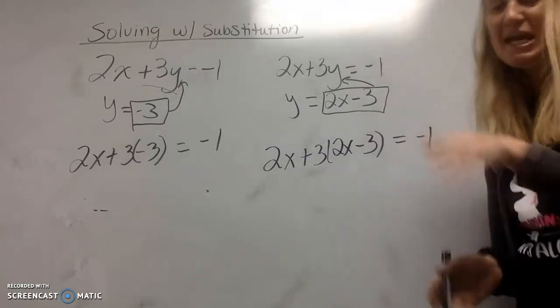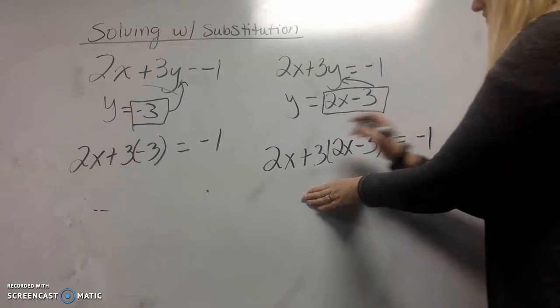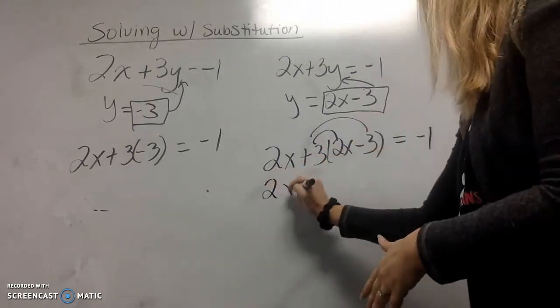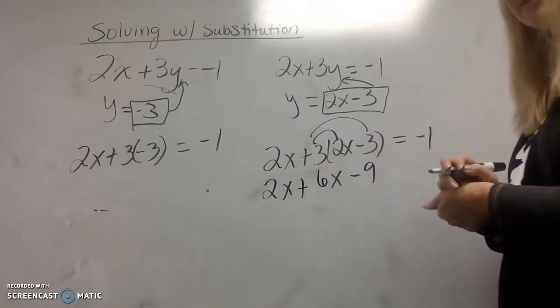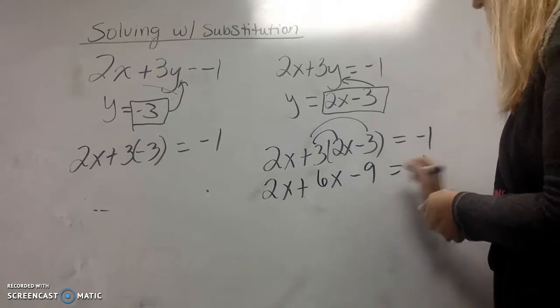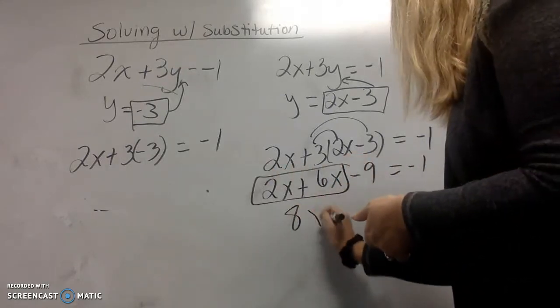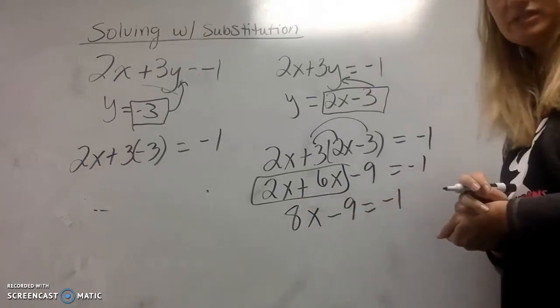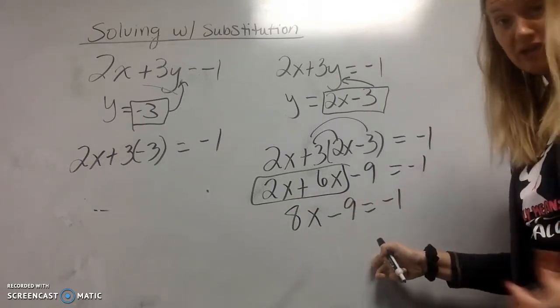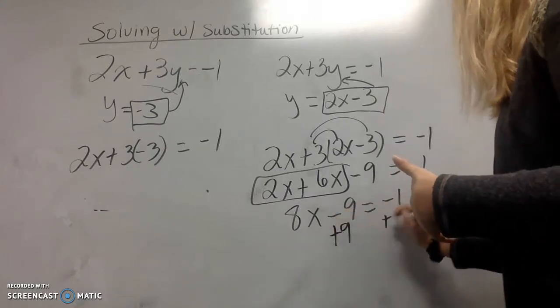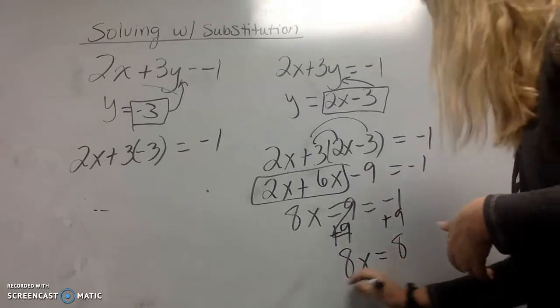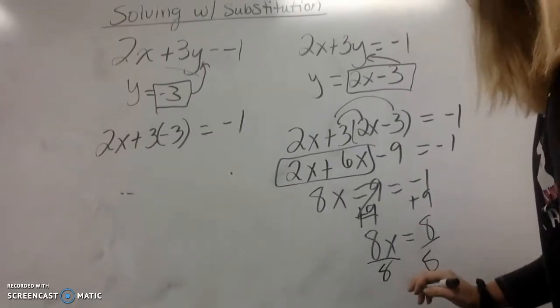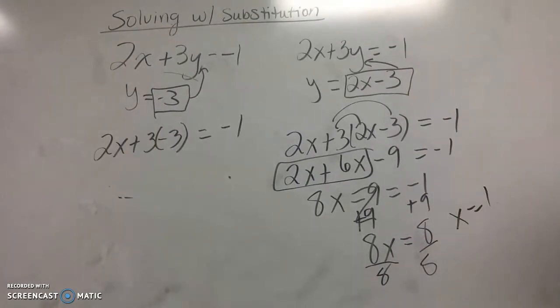We've done problems like this. I am going to have to simplify before I can solve. So I have to do distributive property first. 3 times 2x is 6x. 3 times 3 is 9. I can still simplify. I can add my like terms. So I will have 8x minus 9 equals negative 1. Now I can solve this equation for x. Add 9. 8x, negative 1 plus 9 is 8. So if I divide by 8, x equals 1. Okay, so I have that x equals 1.